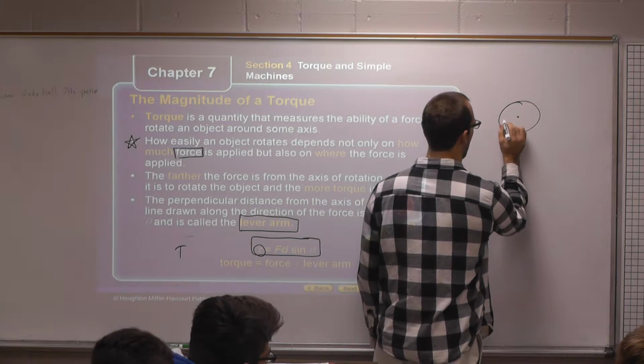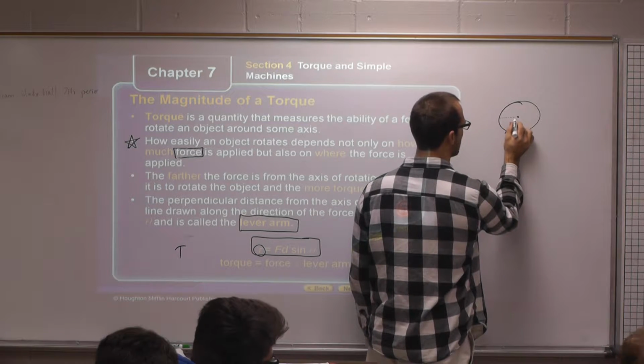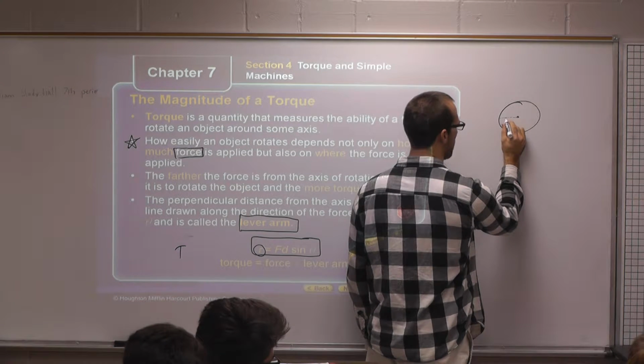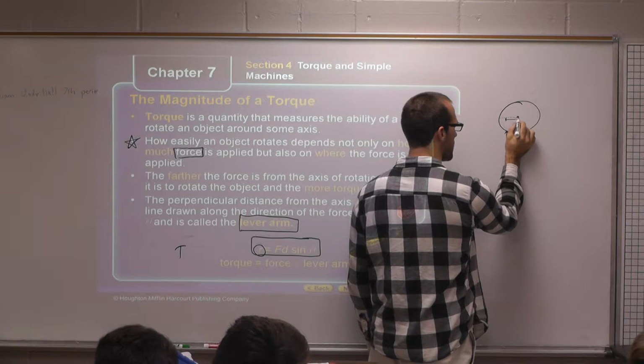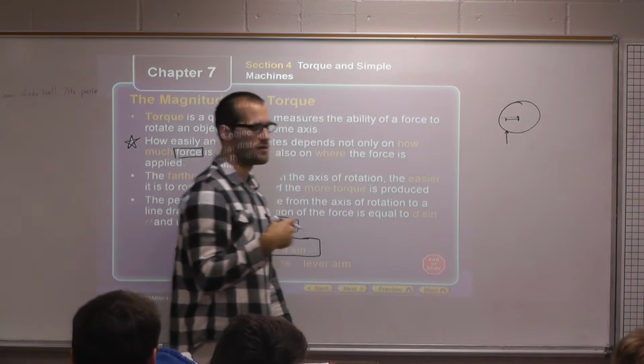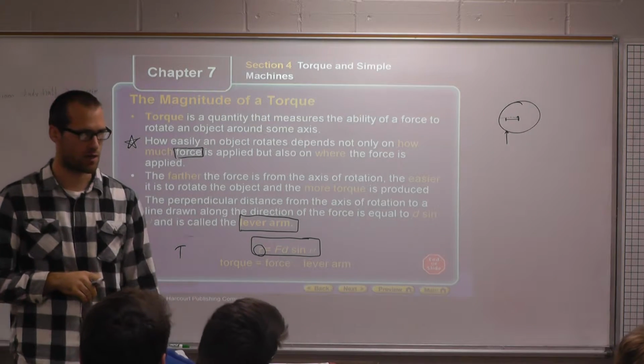My lever arm, so this would be my complete radius here. My lever arm would be from the force to the axis of motion, or the axis it's pivoting on. What's the point?